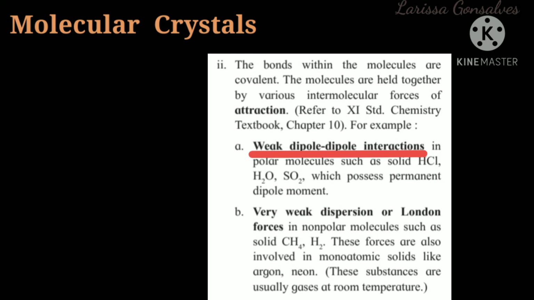moment. Now, polar molecules are those molecules which have the positive as well as negative poles, that is the positive and negative sign. So if we consider H2O, H has the positive sign and O has the negative sign. Similarly for HCl, H has a positive sign and Cl has a negative sign. So they have the permanent dipole moment. Dipole means two poles.